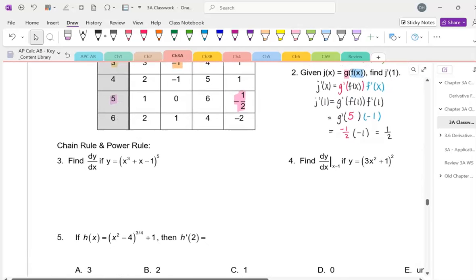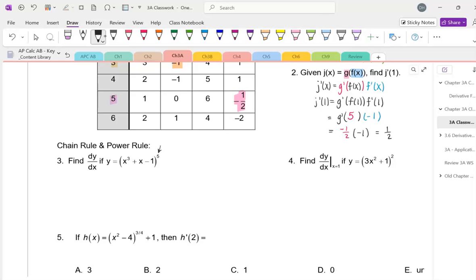With number 3 and 4, in number 3, I just have to find the derivative, and then number 4 asks us to evaluate the derivative at x equals 1. So both of these are involving chain rule. Now it says and power rule because the outside is the 5. The 5 is the exponent. So that's where the power rule comes in.